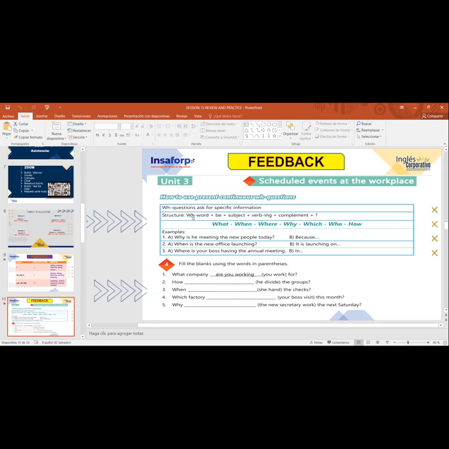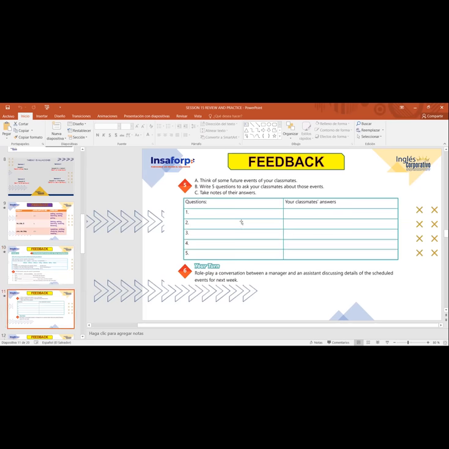Y la estructura es, first, the WH question word. Primero, la palabra con WH. Luego, el verbo to be. El verbo principal, ya dijimos, debe ir en su base normal, pero le agregamos ing, el complemento, y al final el signo de interrogación. De lo contrario, está incorrecta si no agregamos el signo de interrogación.